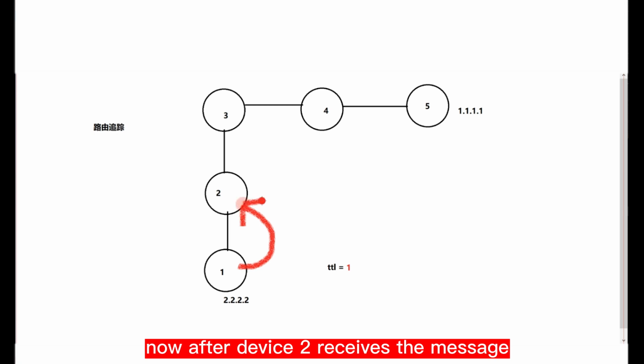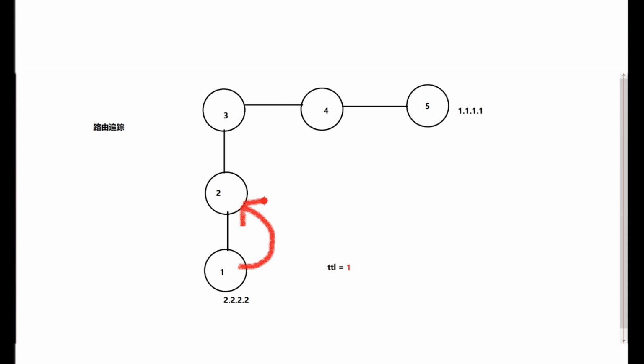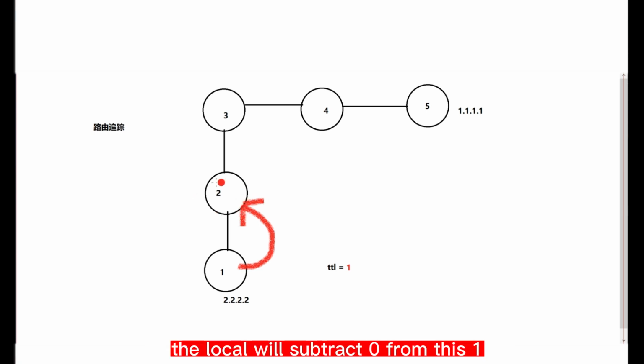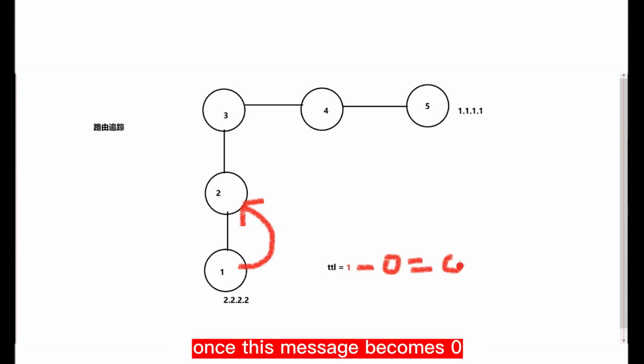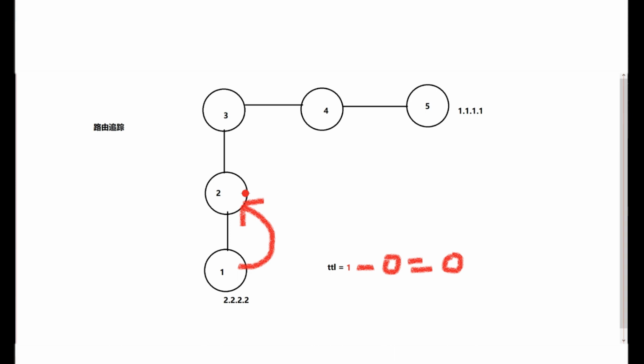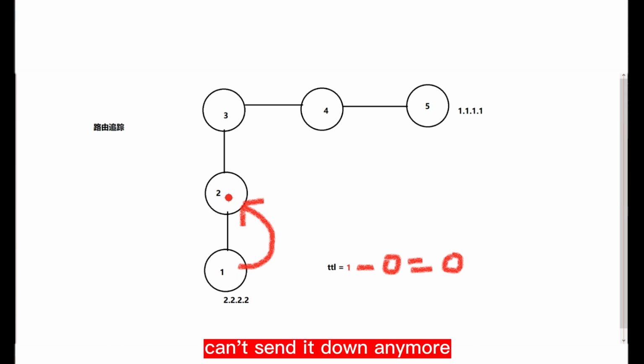Now after device 2 receives the message, the local will subtract 1 from this one. It becomes 0. Once this message becomes 0, it can no longer be sent down. It is equivalent to the termination of this message at device 2. It can't send it down anymore.